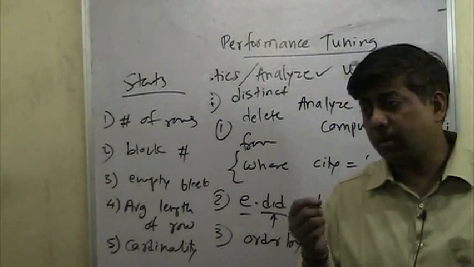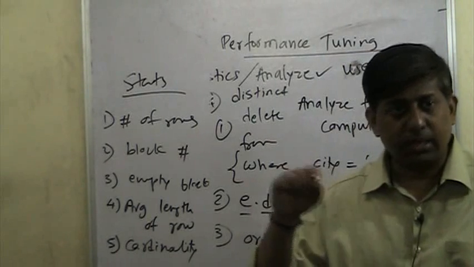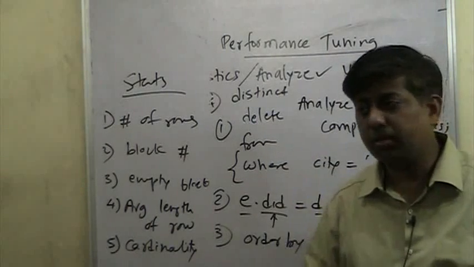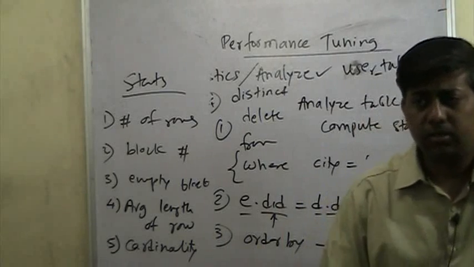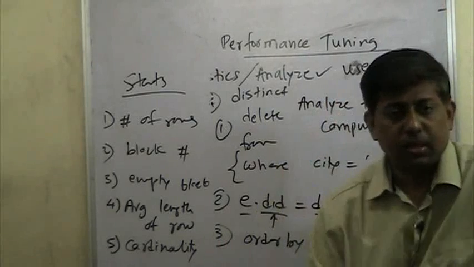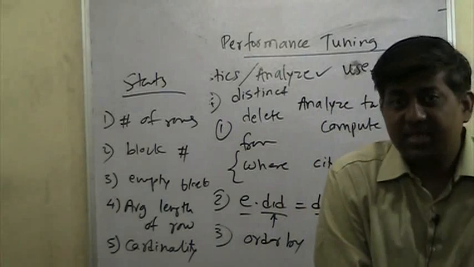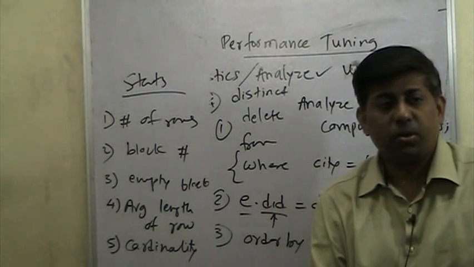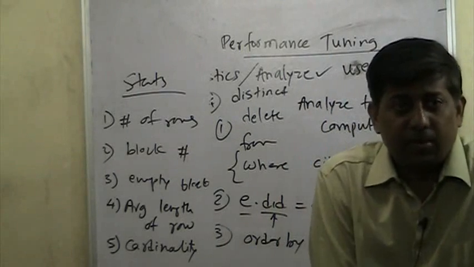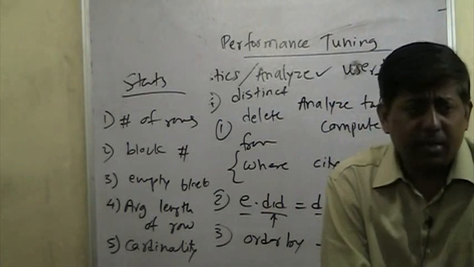How do you find out the time? Set timing on. Once you do set timing on, it will show you how much time is required to execute that command. So let us say it took 5 milliseconds. Then delete all the rows from that table, commit them, and all the data will be gone.